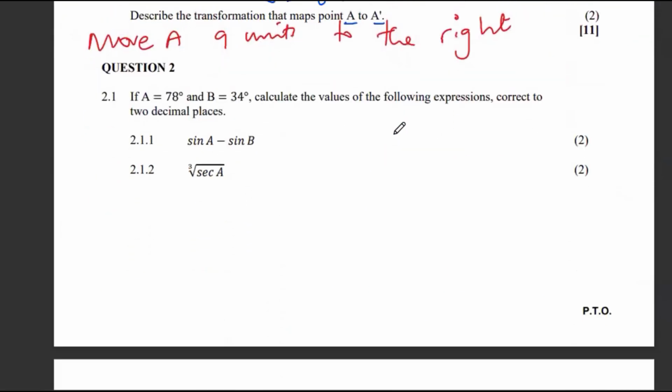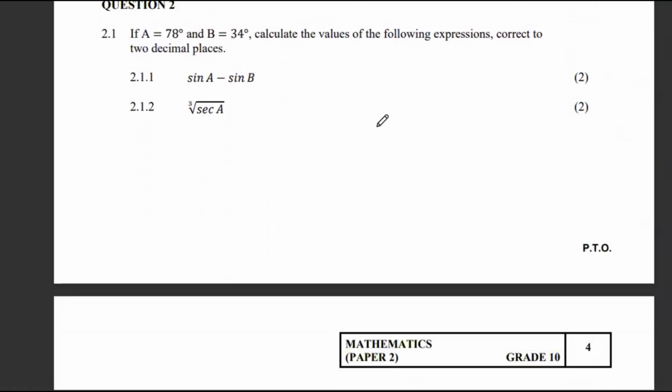Okay, so question number 2, which is the trig. So with this trig, pay attention to the ratios and where they ask you to use calculators, the special angles if need arises, and use them. Telling us that if A is 78 and B is 34, calculate the values of the following, correct 2 decimals. The moment they give you the condition of 2 decimals, simply means you have to use a calculator.